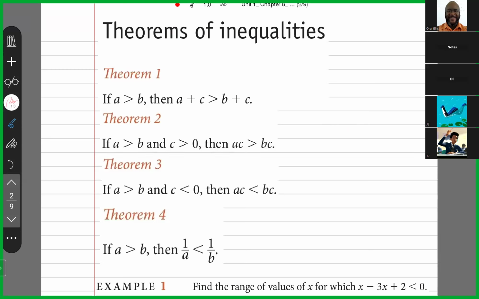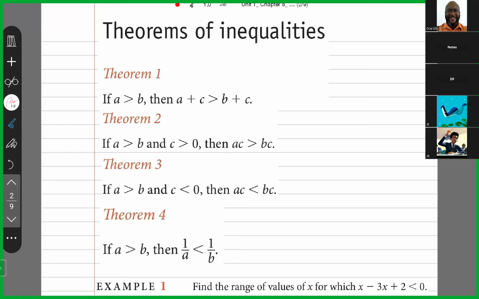So theorem 3 is saying, if you multiply both sides of an inequality by a negative number, the inequality sign will change. Theorem 4, if A is greater than B, then 1 over A is less than 1 over B. And this should be largely intuitive. All that this is saying, like 4 is greater than 3, then a quarter must be less than a third. That's what it is saying.